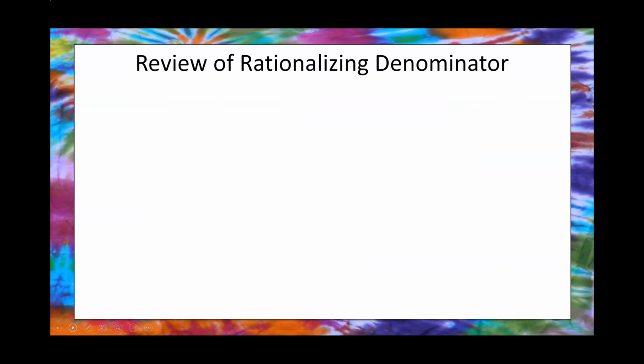Let's review rationalizing the denominator. So let's say, for example, we have a problem like 8 divided by the square root of 2. Now, this isn't wrong per se, but it's really not proper mathematics. We don't want to leave a square root in the denominator. So what we're going to do is multiply by 1. But that 1 is going to look like square root of 2 divided by the square root of 2.